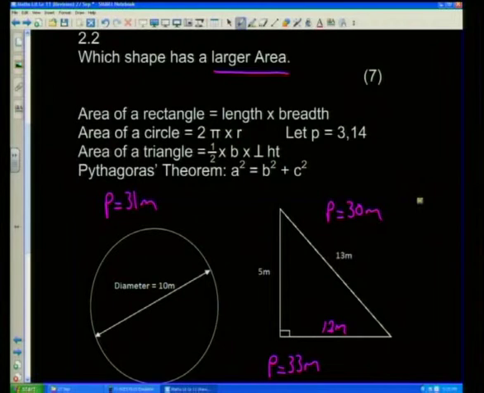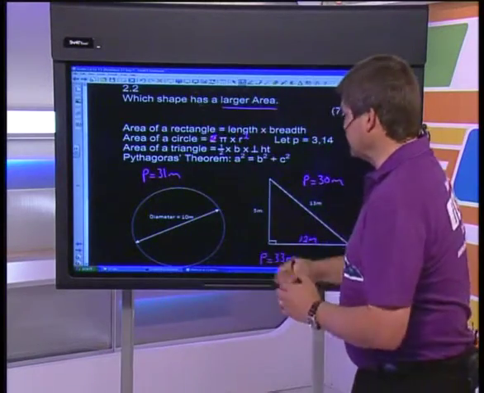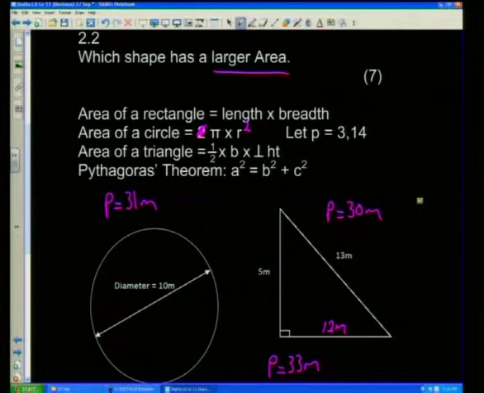And check the formulas they give us. Area of a rectangle, length times breadth. Area of a circle, 2 times pi times r. Area of a triangle, half times the base times perpendicular height. Okay, so now we're going to try and solve it. Area of a circle should not be 2 times pi times r. Hey guys, it's pi times r squared. Sorry about that, a little slip with the typing came up there. So the area of a circle is pi times r squared.